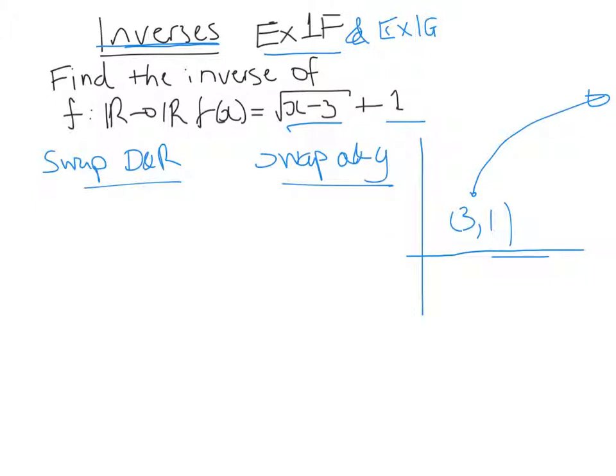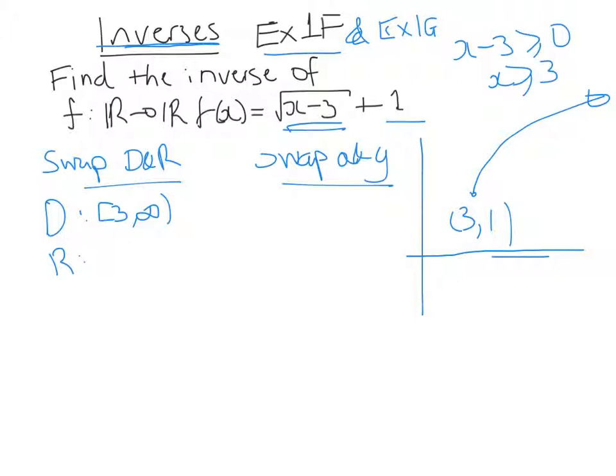Now, let's figure out the domain and range of the original here. What's the domain of this? Well, anything under a square root always has to be greater than or equal to 0, so x always has to be at least 3. So the domain is from 3 up to infinity. And the range, well, even though it says here that the codomain is all real numbers, our graph, because it's been moved up 1, will have a range from 1 to infinity.